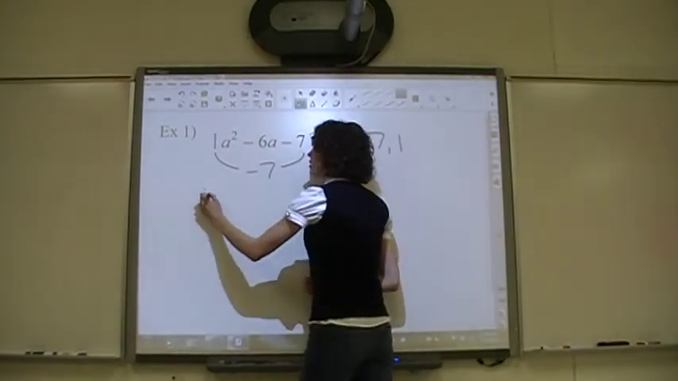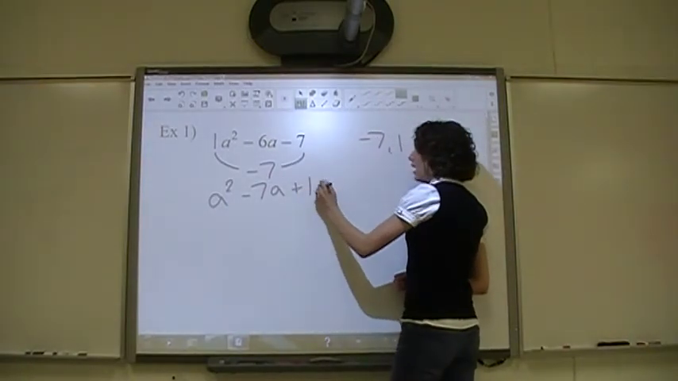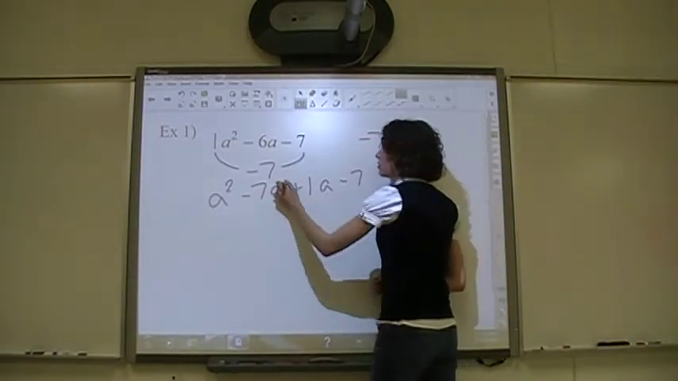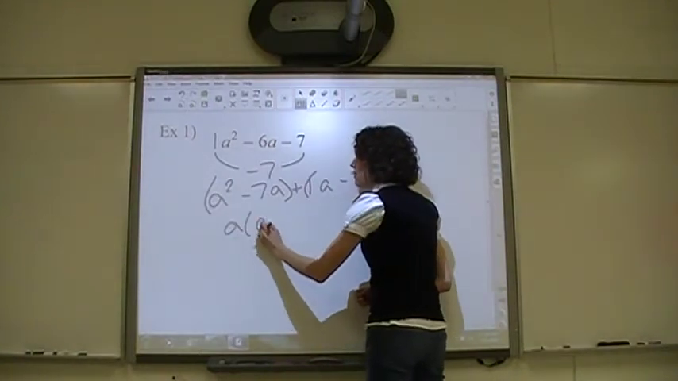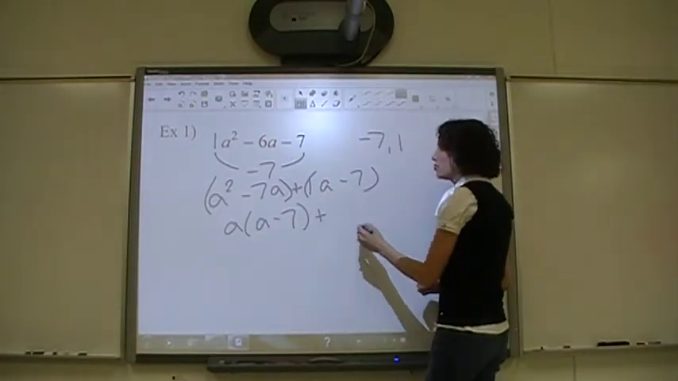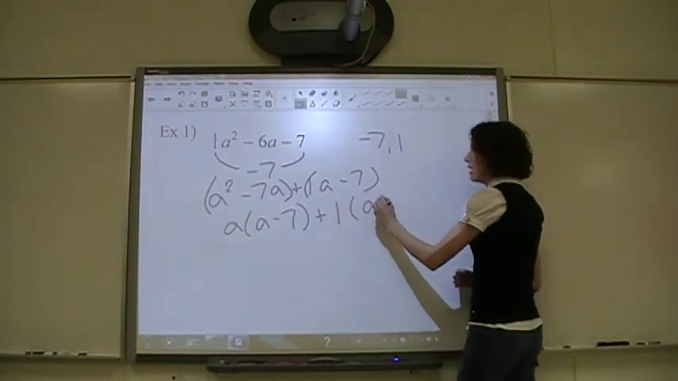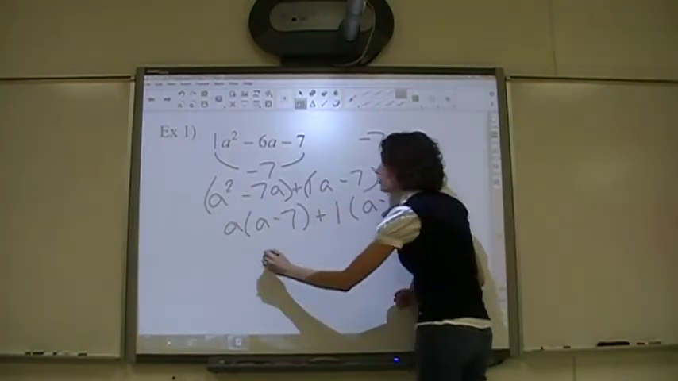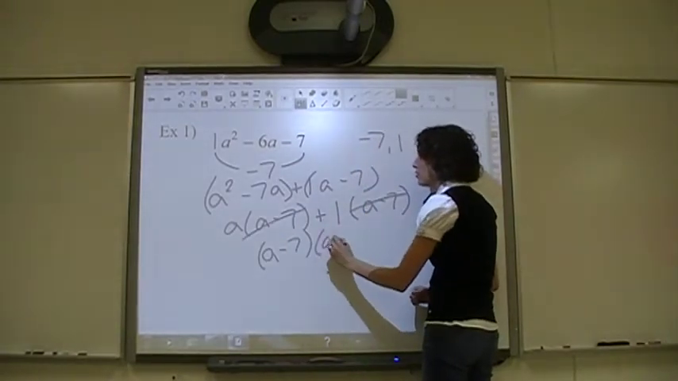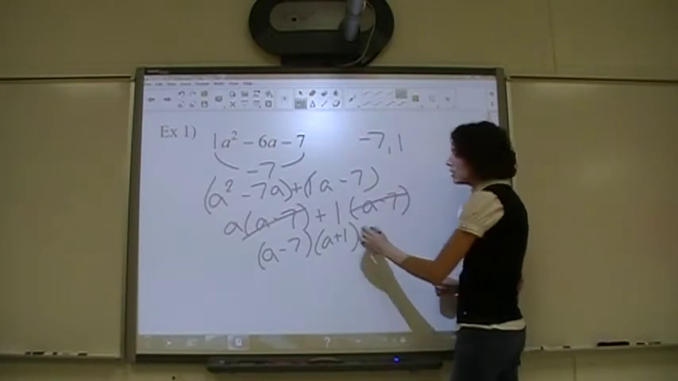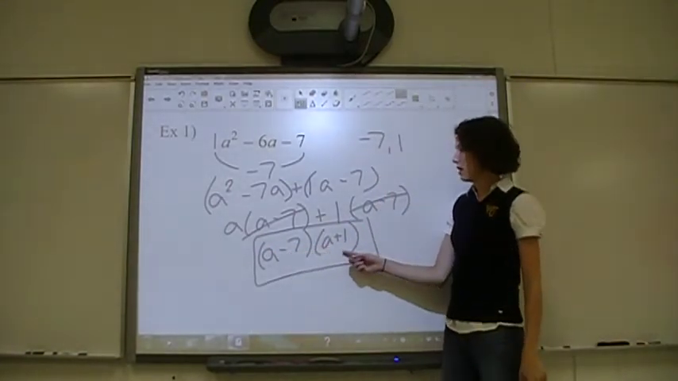So if we do the rewrite method of a squared minus 7a plus 1a minus 7, group, you bring an a out and you're left with a minus 7. Then you can't take anything out, so factor out a 1 as a placeholder and you have a minus 7. You see you have a minus 7 twice and you have an a plus 1 left over. Now looking at this answer, a minus 7, a plus 1.